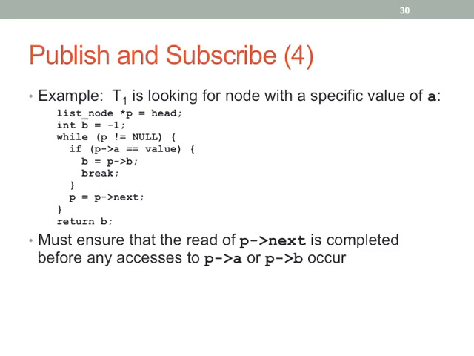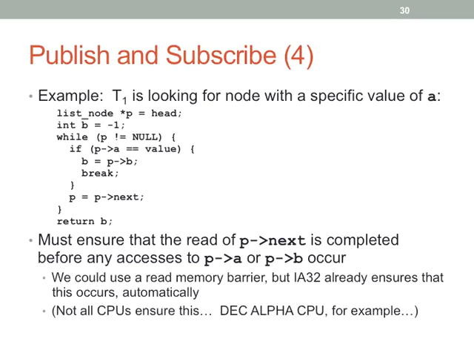Now, the other thing, which you probably say, why do I even have to think about this? The p arrow next read needs to complete before we access p arrow a or p arrow b. Well, it turns out that some processors don't guarantee that. The DEC Alpha is a notable example. Thankfully, I don't think it's used very widely anymore. But when I was an undergrad, we had a whole compute cluster of DEC Alpha processors, and they had to do this kind of thing because it could reorder stuff.